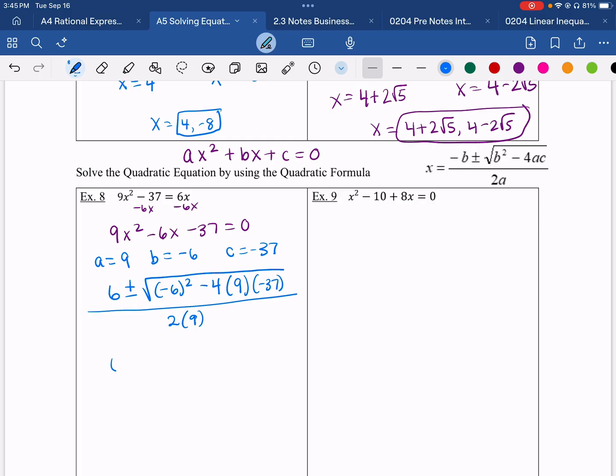That gives me 6 plus or minus square root. If you want to do this in parts, -6 squared is 36. -4 times 9 times -37 is a positive, and that gives me 1,332 as I plugged in on my calculator. 2 times 9 is 18. Remember, you cannot cancel those. Why? Because this has a plus sign. 36 plus 1,332 is the square root of 1,368. Okay, all over 18.